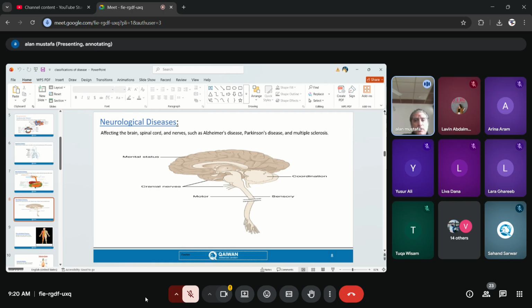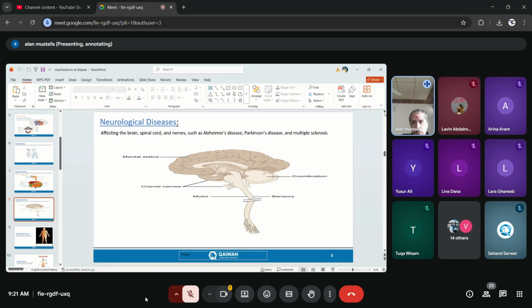So then we have another system, which is the neurological system. We are talking about the brain, the spinal cord, and the peripheral nerves. One disease that is very common in the elderly is Alzheimer's disease. Parkinson's is another example, and then multiple sclerosis. These three examples are very common here. We see a lot of young patients with multiple sclerosis, while the first two usually happen in the elderly.